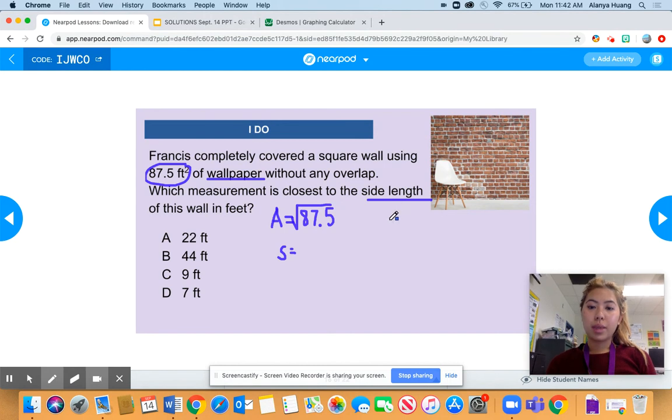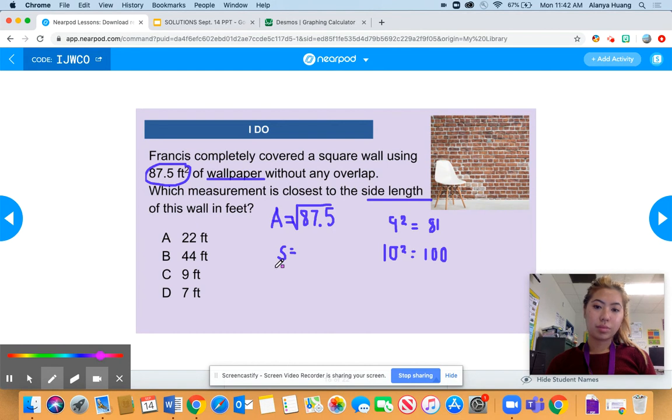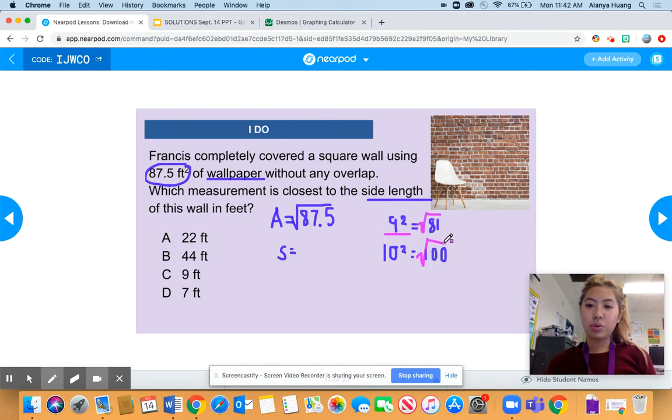And so we're going to think of the closest perfect squares. So 9 squared is 81. 10 squared is 100. And so that means that the square root of 87.5 is in between 9 and 10. If we look at the answer choices, we see that only C is in between 9 and 10. And then if we find out what the square root of 87.5 is, it's around 9.35 feet.